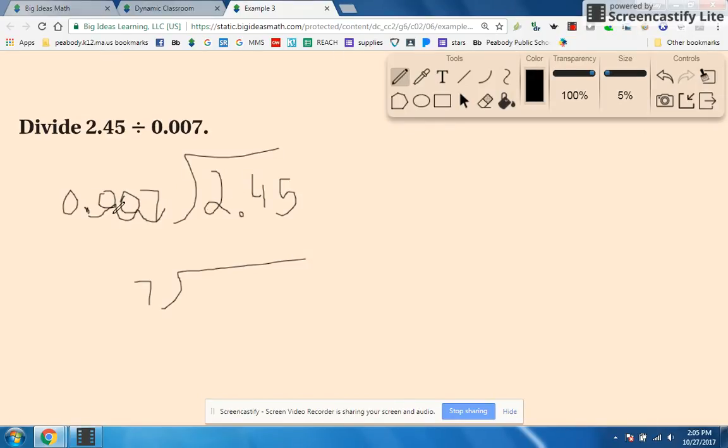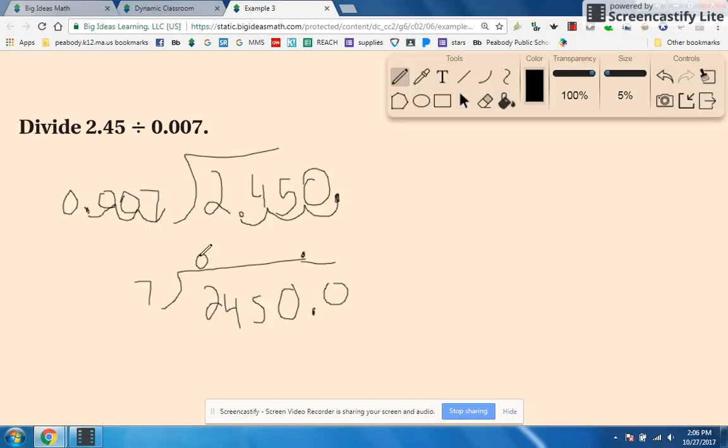Now, I moved that 3, so I have to move this 3. So 1, 2, 3. What do you think I have to put here as a placeholder? Okay, it should be a 0. So 2,450. And then the decimal point is at the end. And then if you want to add another 0, you can. Now I'm going to bring my decimal point straight up, divide like normal.